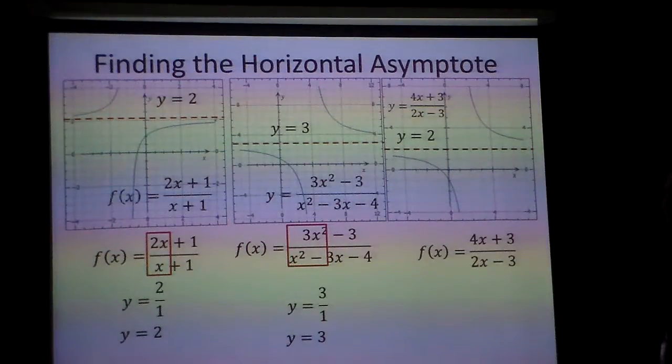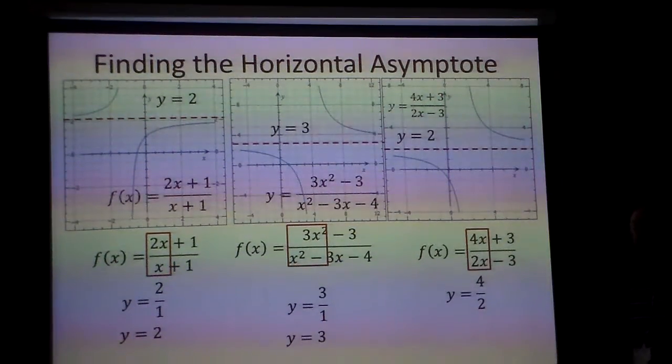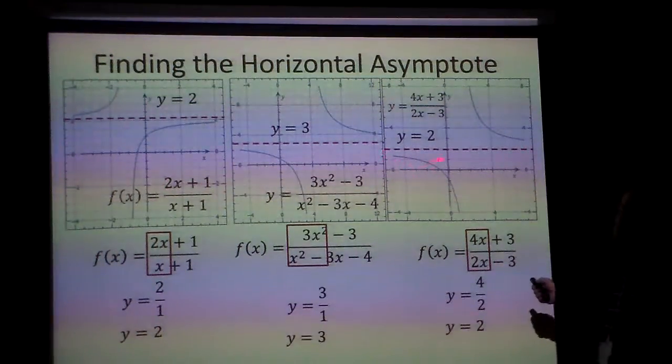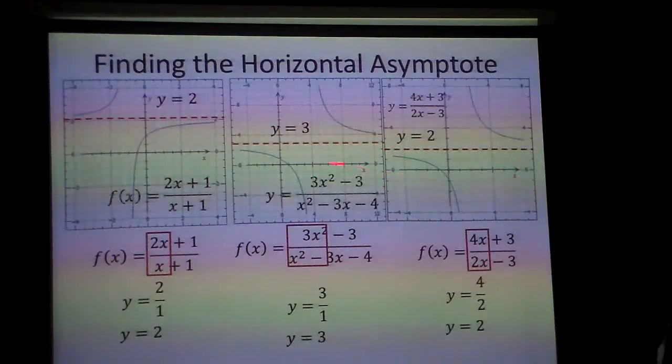So look here at problem number 3. 4x plus 3 over 2x minus 3. Look at the degrees, they are x's. I'm looking at those, so I'm just going to ignore the x's. y is what? 4 over 2. So y is just 2. The horizontal asymptote here occurred at y equals 2. You just have to look at the leading coefficients.